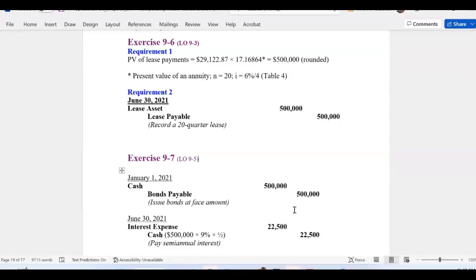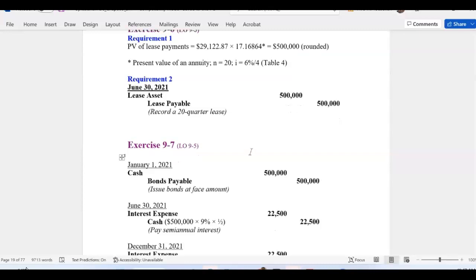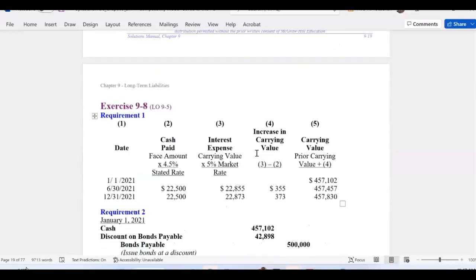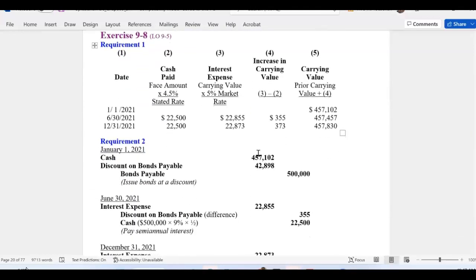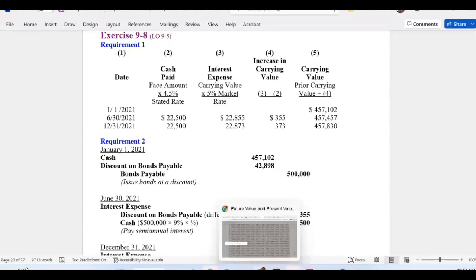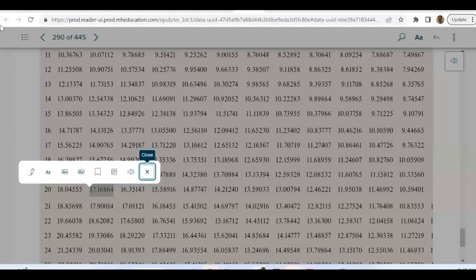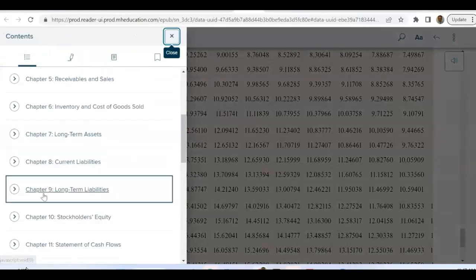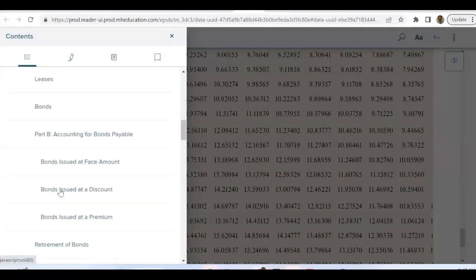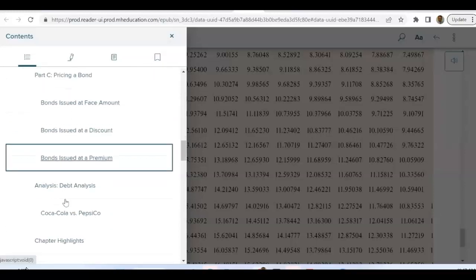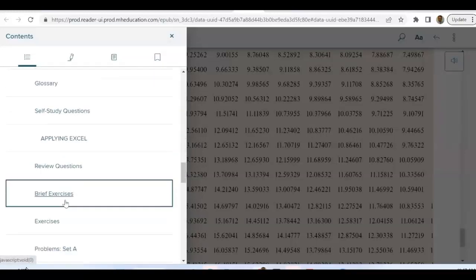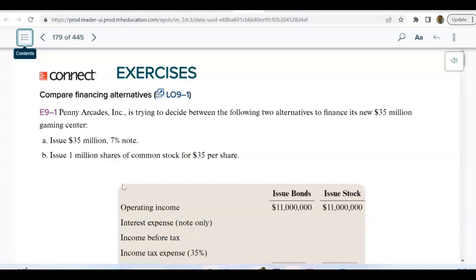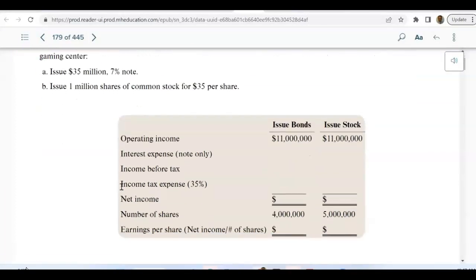Chapter, we did number 6. How about if I do one more? Let's say 8. Okay, so here I'm gonna go back to chapter 9, exercise. Problem 8.